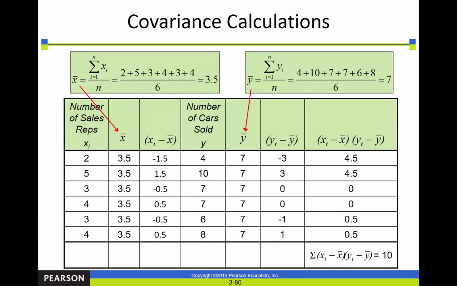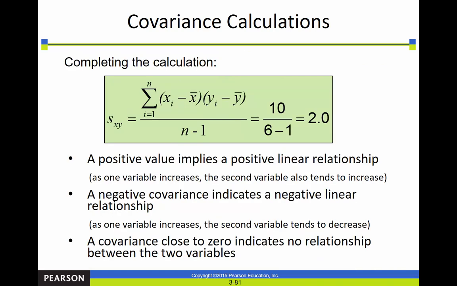So if we want to calculate the covariance, we can figure that out, right? Number of sales reps, and then the x bar, the mean of all of the number of sales reps. Then we do each point of x minus x bar. Then we do the same thing for all the y values. And then we sum them up, and we come up with 10. N minus 1, so n was 6 minus 1. We come up with a covariance of 2.